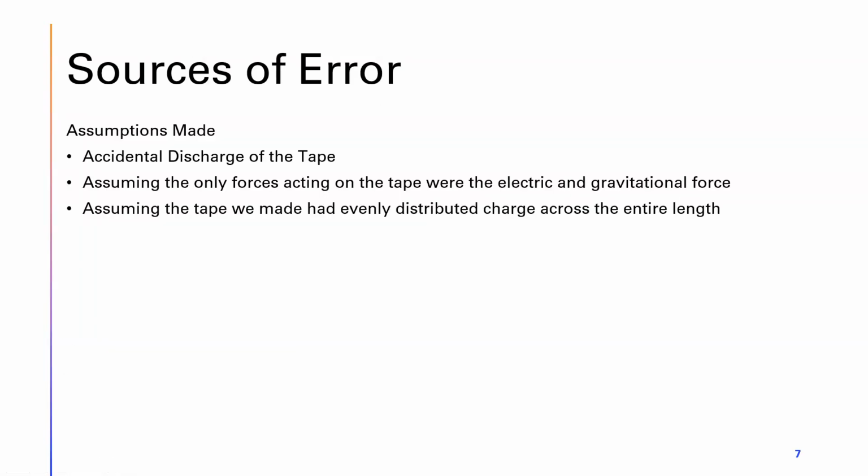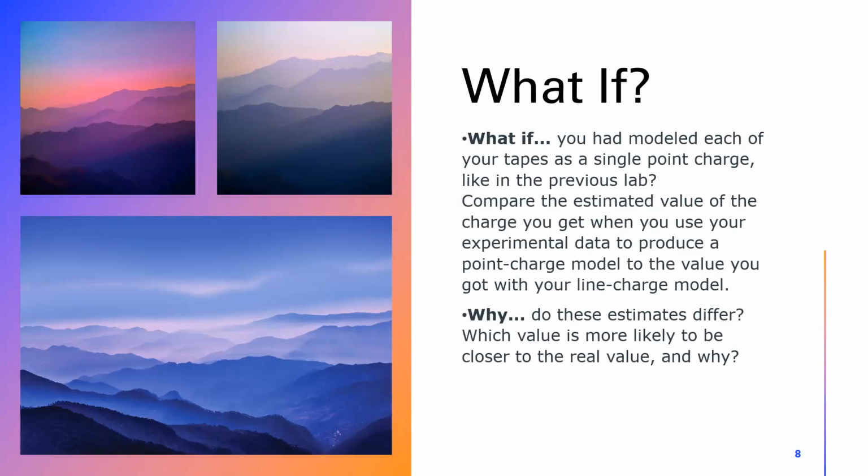Now, some assumptions are made. This is from the last lab, but accidental discharge of the tape might cause our initial values for this lab to be incorrect. And we're also assuming that the only forces acting on the tape are the electric and gravitational force, when there may in fact have been other forces. And we're also assuming that the tape we had made had an evenly distributed charge along the entire length, when in fact most, if not all, objects do not have a uniform charge along their surface.